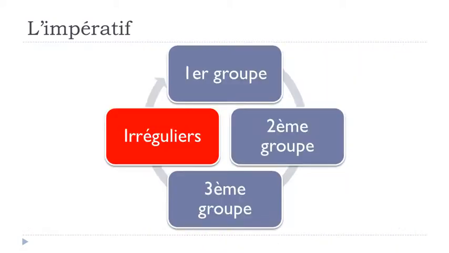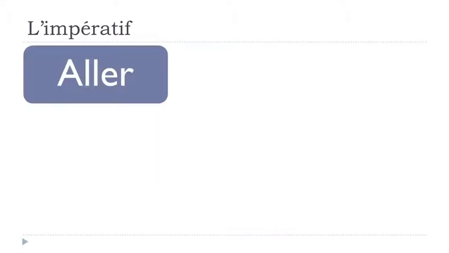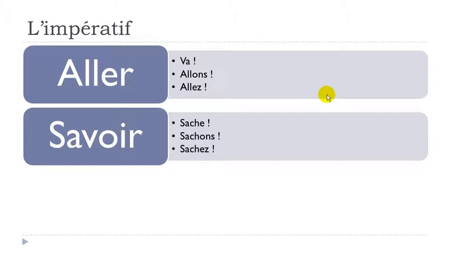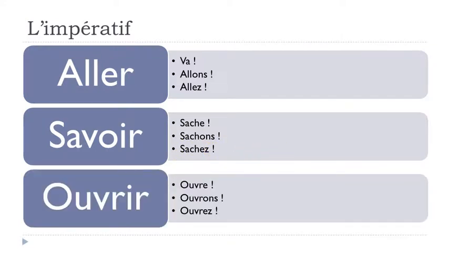Of course, as usual in French, we've got some irregular verbs. The first one will be aller. The only thing that will change with aller is, what we saw in the first group, the final S will go away. So you get va, allons, allez. The other forms are exactly the same. Savoir will become sache, sachons, sachez. Ouvrir, ouvre, so the S goes away, ouvrons, ouvrez. Aller is to go, savoir to know, ouvrir to open.